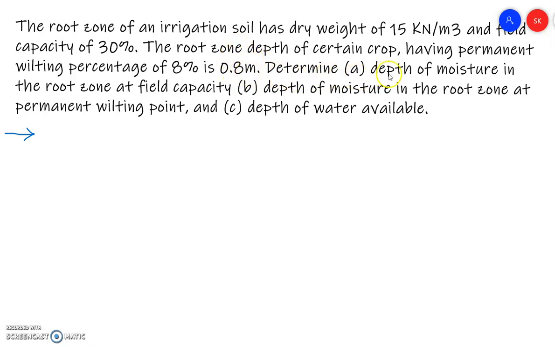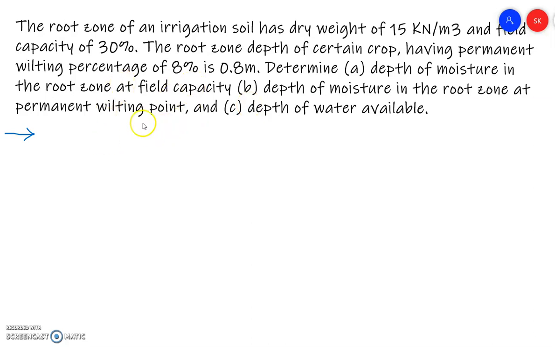We are supposed to find the depth of the moisture in the root zone at field capacity, where field capacity is 30%, and the depth of the moisture in the root zone at wilting point. In addition to this, we are supposed to find the depth of the water available also. So we need to refer to the previous equations, and with that we can solve this problem.